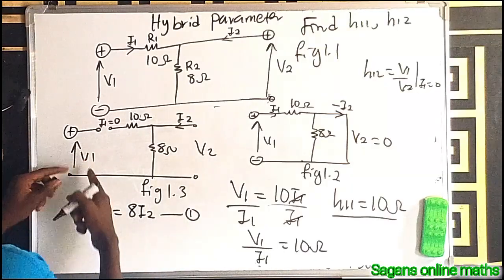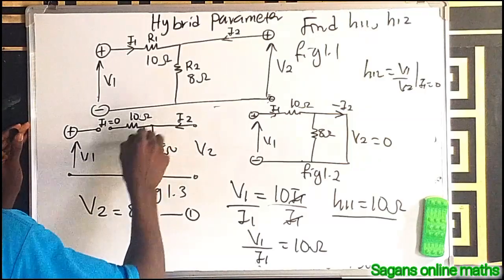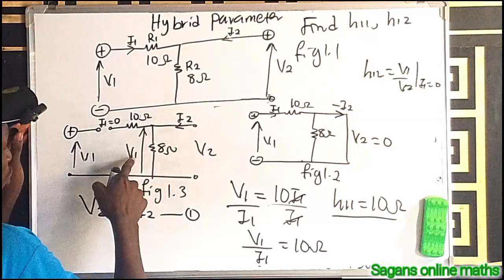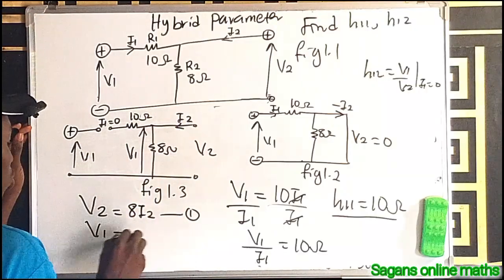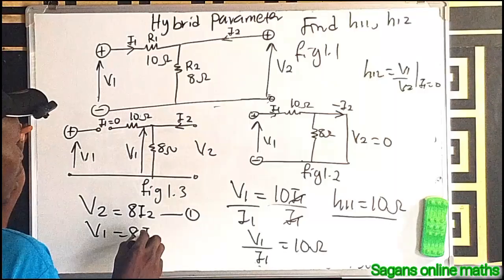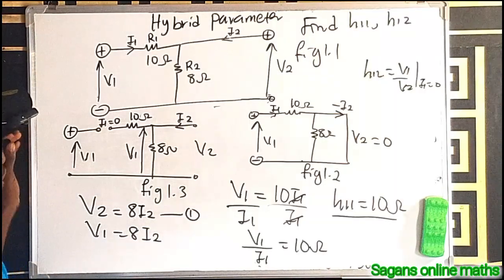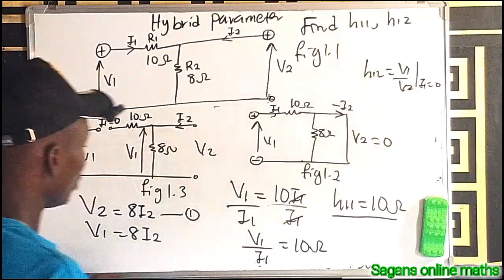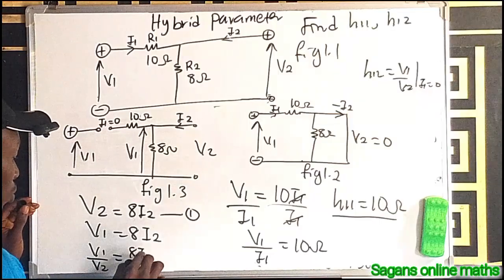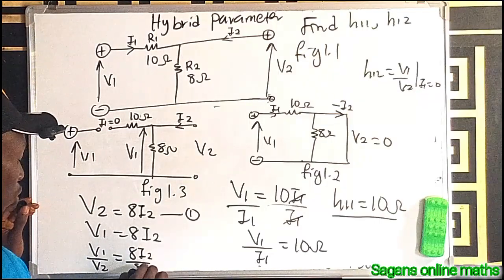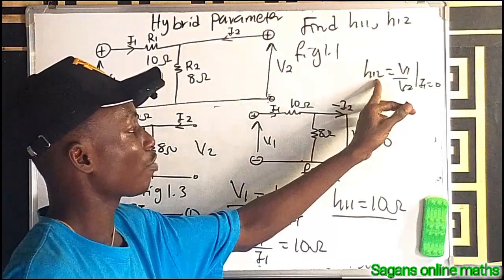Now observe from here. If here is V1 and there's no current flowing, take note that this V1 is also here. There's no current, but the voltage is still here at this junction. So if the voltage is at this junction, it also means our V1 is equal to 8I2. So for us to determine V1 over V2, V1 over V2 is equal to 8I2 over 8I2, which is equal to 1.